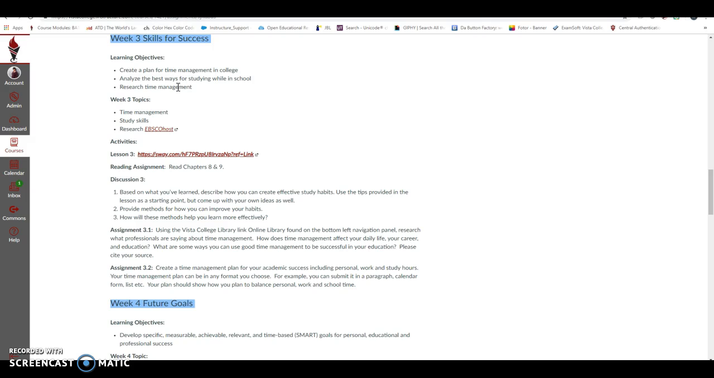And then you will select an article about time management and write a one-page paper about what you learned from that reading. And then you will actually put together a time management plan or schedule of how you will study and manage your personal life and work life while you're going to school. So you're going to submit a one-page paper and a time management plan this week. So you have a busy week. I suggest that you get started early with those assignments.